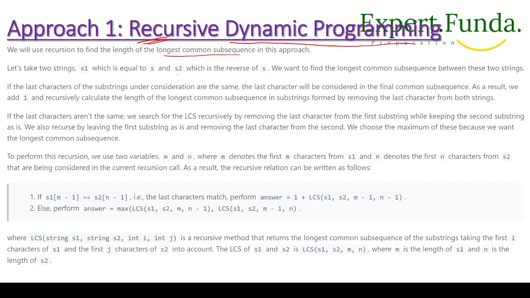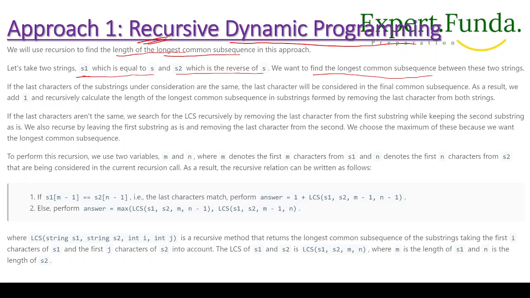You can find the longest common subsequence, and this formula will remain the same. So in that, what we have to do, let's understand. We have two strings given, s1 which is equal to s, let's suppose, and s2 which is the reverse of s. So we have s1 and s2, and we want to find the longest common subsequence between two strings.